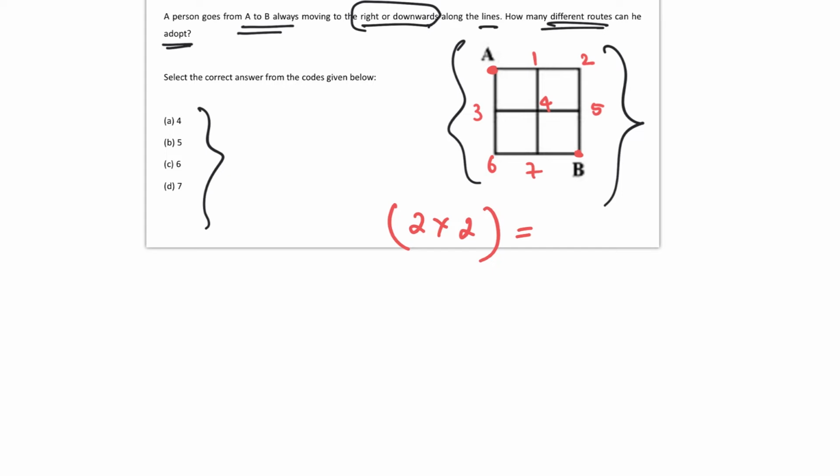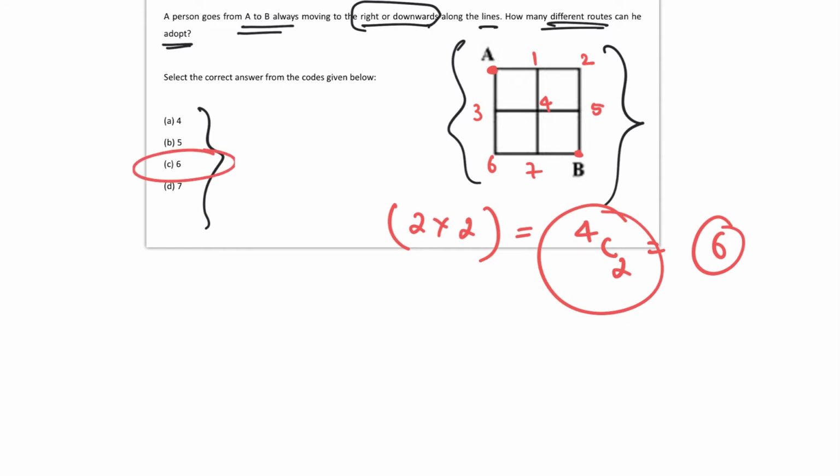So between 4 grids he needs to travel 2 grids, so 4C2 will be the formula here, my dear friends. 4C2 is nothing but 6 different ways. Option C is the right answer here.